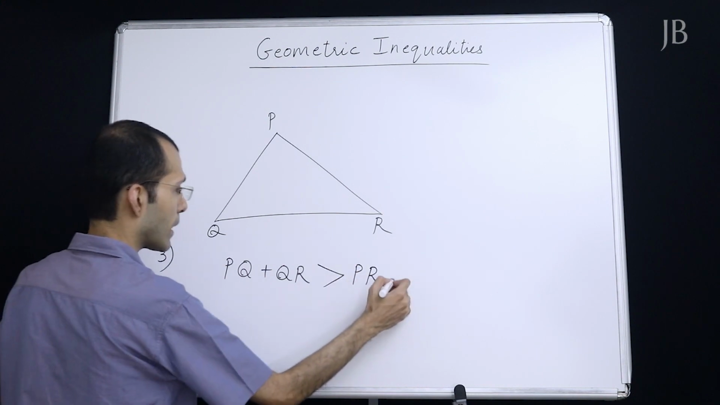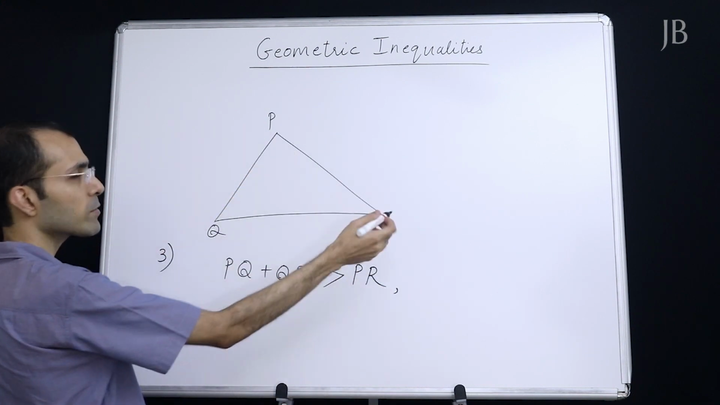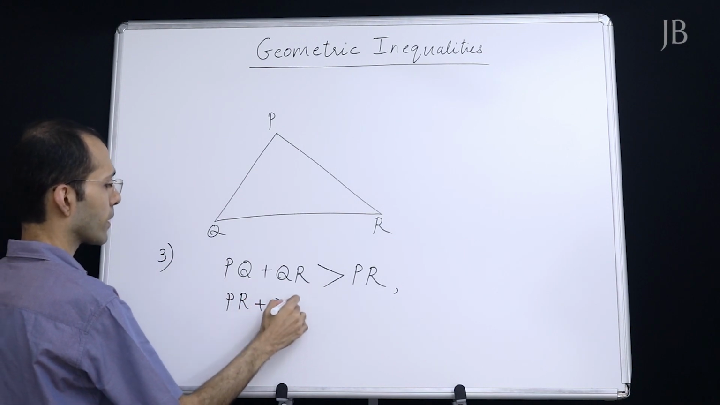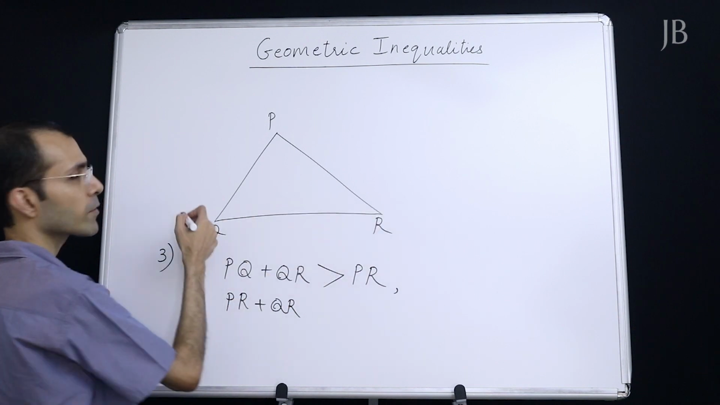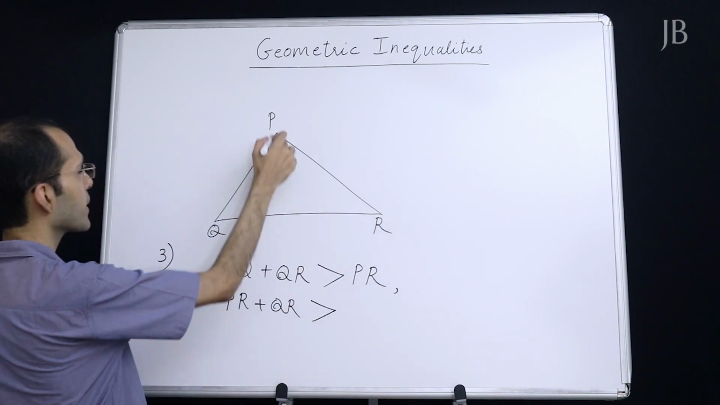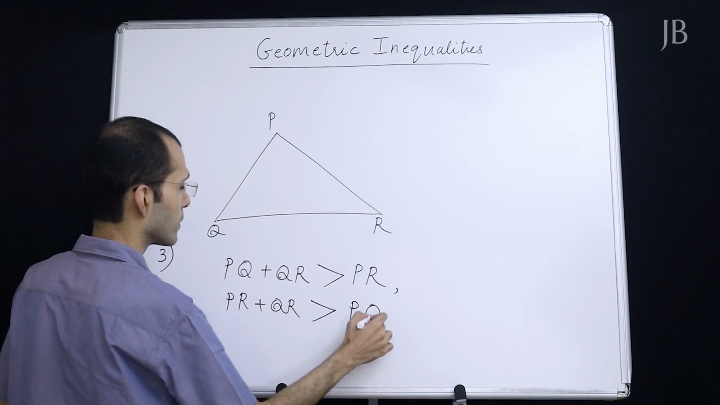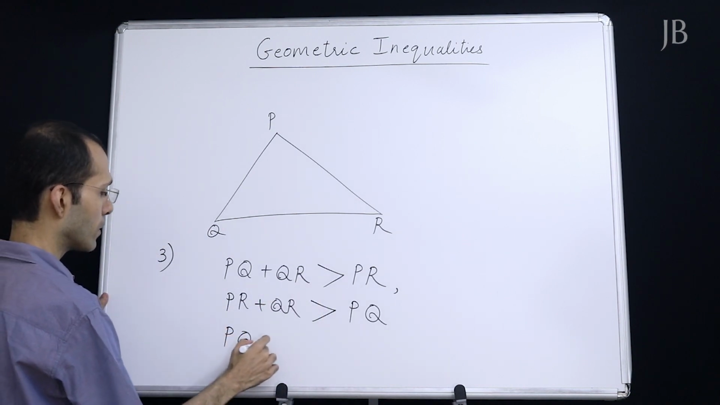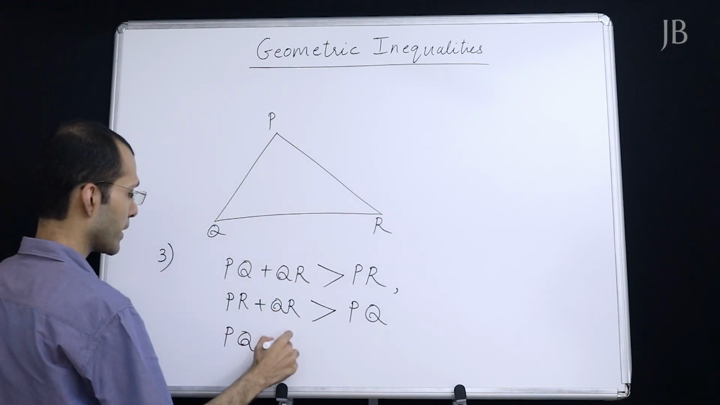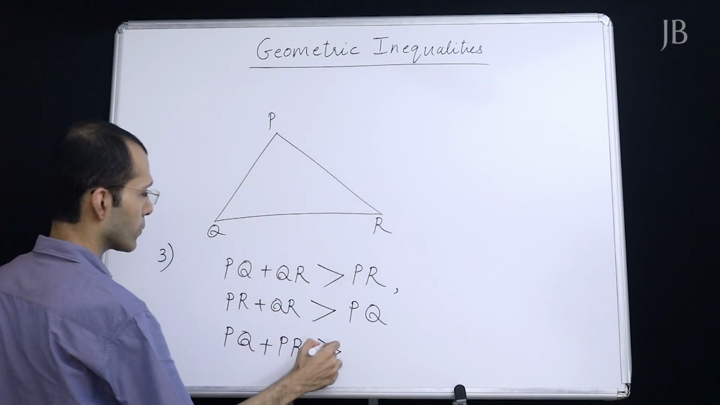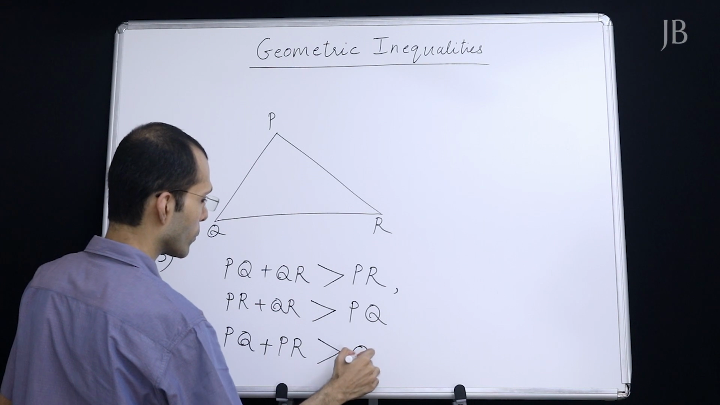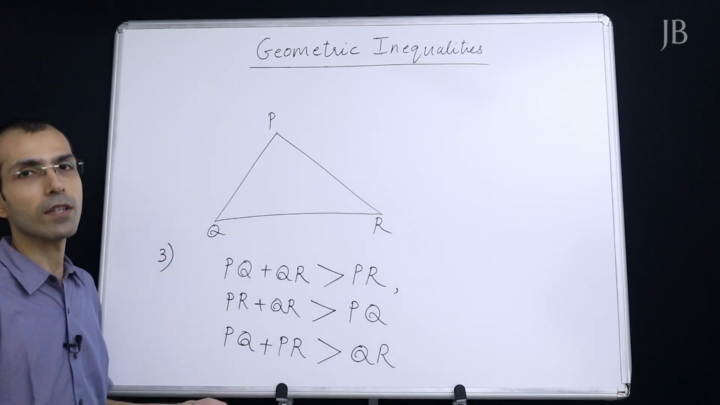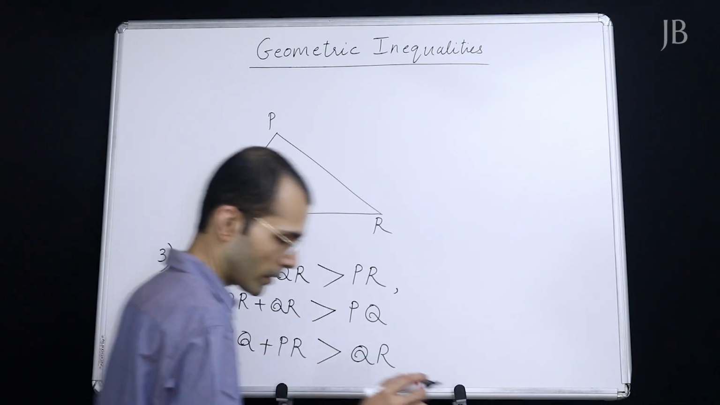Then any two sides you take: PR plus QR should always be greater than PQ. Then PQ plus PR should always be greater than QR. Otherwise, the triangle will not exist. So, this concept is the third concept.